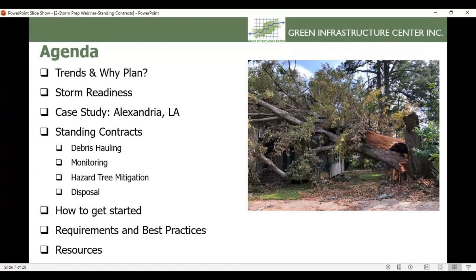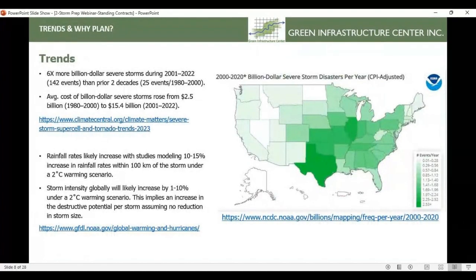Thank you. Thanks so much, Karen. Yeah, so we wanted to start this presentation off with, why does it matter? And what is the data and the trends showing us for disasters in America? So for trends, there's about 6 times more billion-dollar severe storms during 2001 to 2022, so 142 events, than the prior 2 decades, which had about 25 events between 1980 and 2000. And that's just severe storms. So we're not talking about ice storms or flooding or wildfires. This is just looking at severe storms.